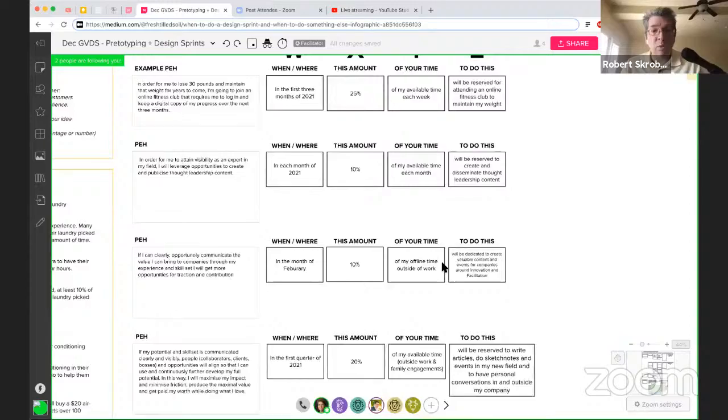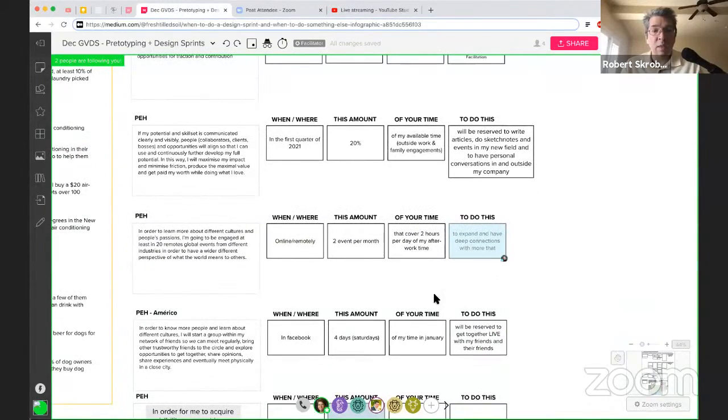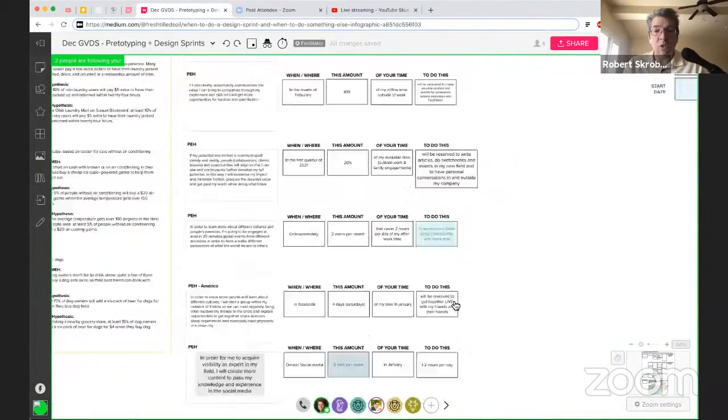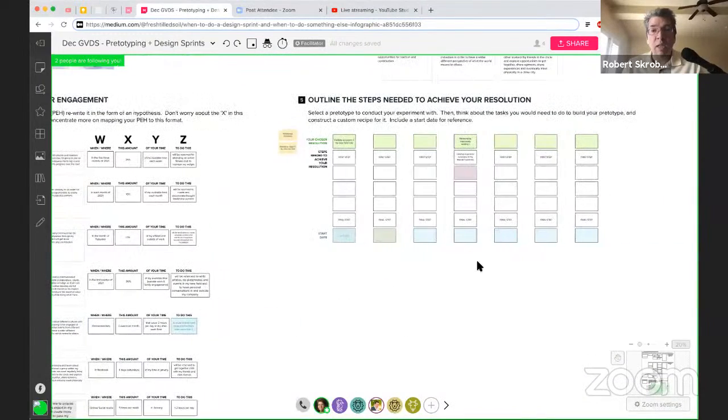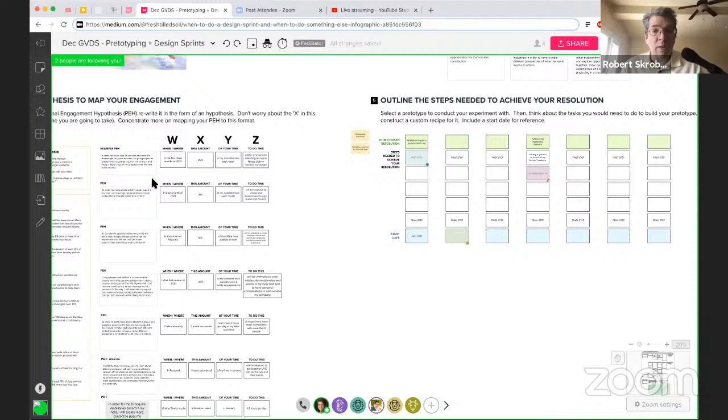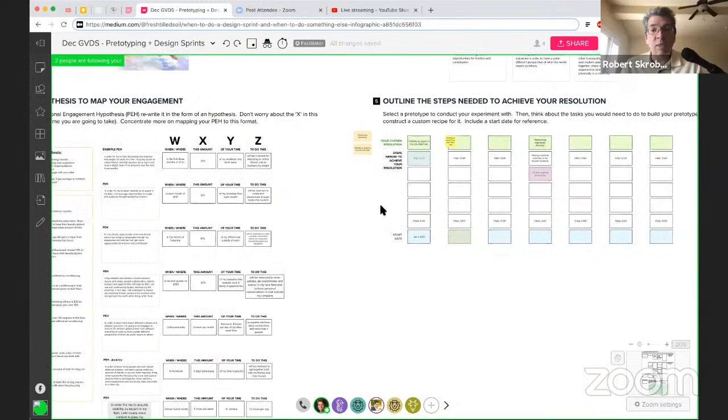So first, work on your WXYZ, fill all that out and get that done. When that's done, go over and select a column that you want to put your particular resolution in, and how you're going to achieve it through the hypothesis that you put in there. Let's just see how you build these out.